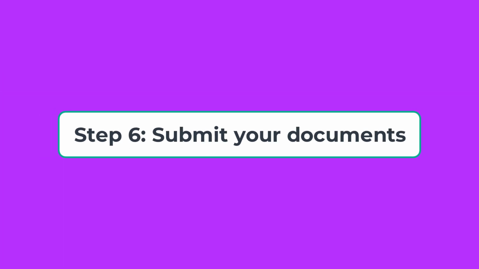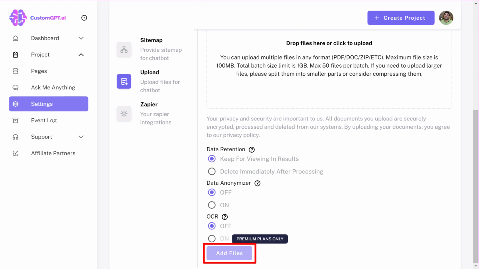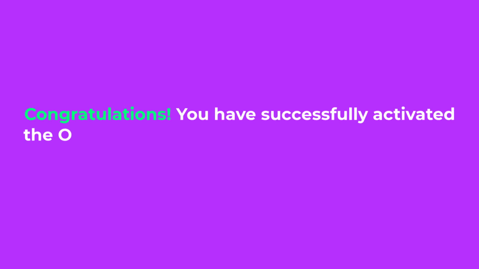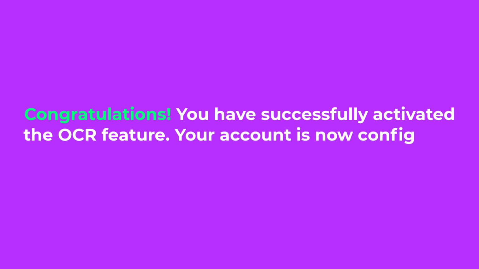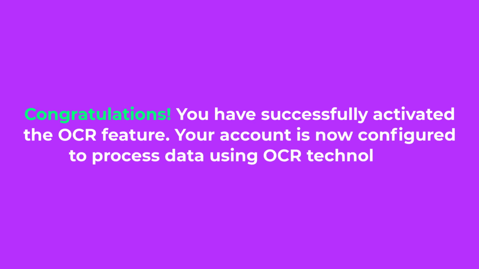Step 6. Submit your documents. Click on Add Files. Congratulations! You have successfully activated the OCR feature. Your account is now configured to process data using OCR technology.